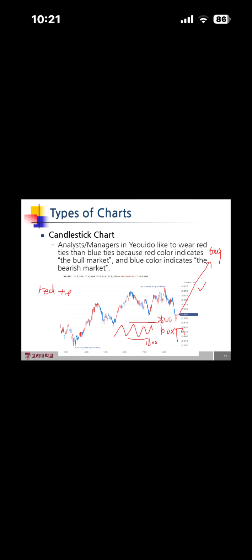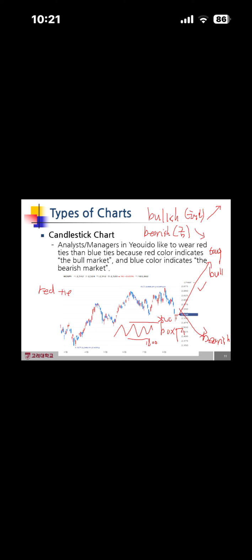If the closing price is lower than the opening price, the candlestick is shown in blue, indicating a bearish movement. We call it bullish, or 황소, when there is an upward trend, and we call it bearish, 곰, when there is a downward trend.